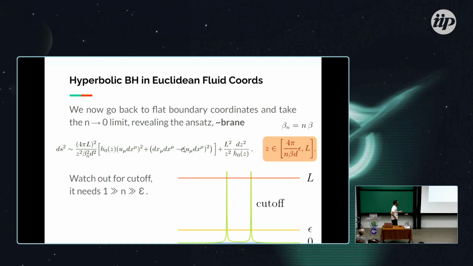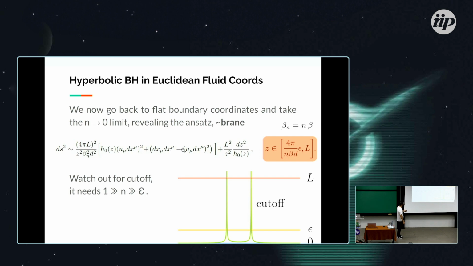So now a comment on the cutoff. The first thing to notice here is that there is an epsilon and there is a 1 over n. So this instructs us that there is a relevant parametric limit here in which epsilon must be taken: n wants to go to 0, but epsilon, which is the UV cutoff on the CFT, needs to be taken smaller than that.